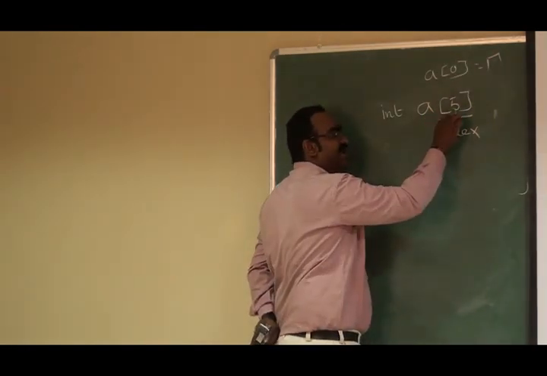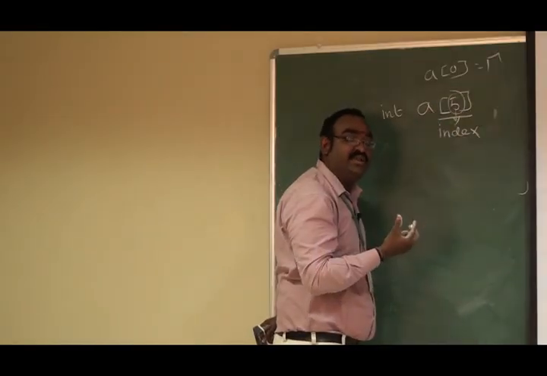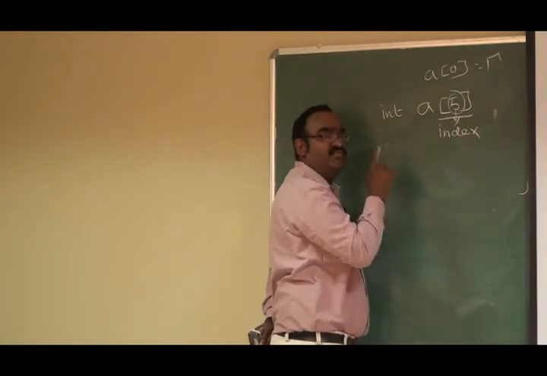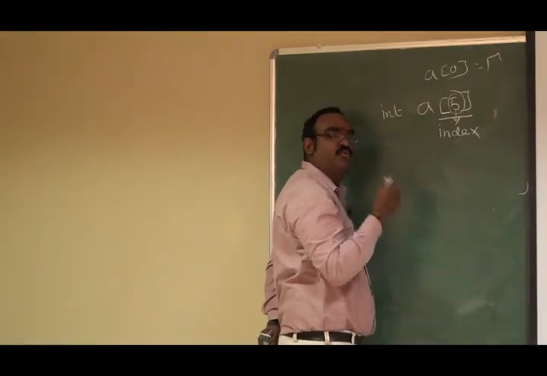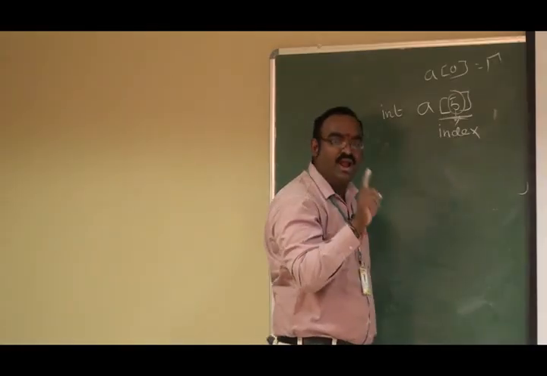A of 5, the 5 is the capacity of the array, 10 bytes. For an individual element, A of 0 is 2 bytes, up to A of 4, so we have 10 bytes. This is called indexing. This is a single-dimensional array, where only one index is there.